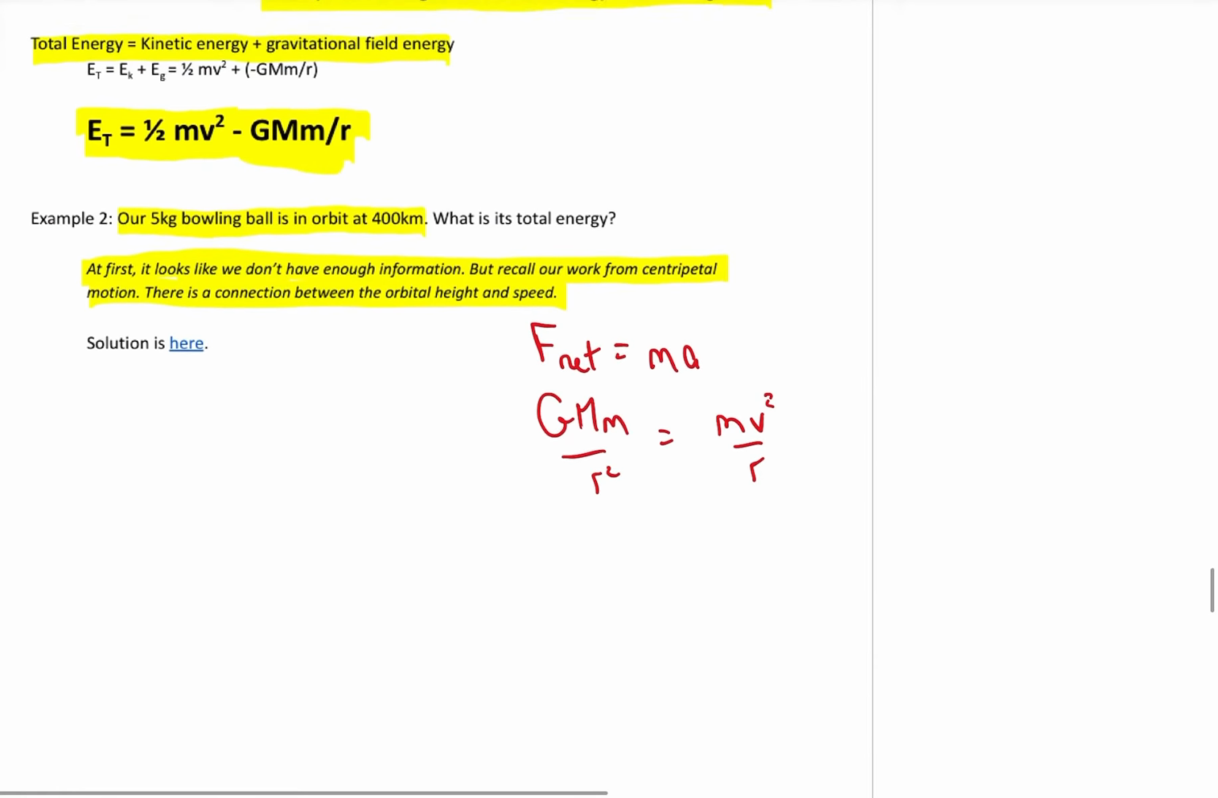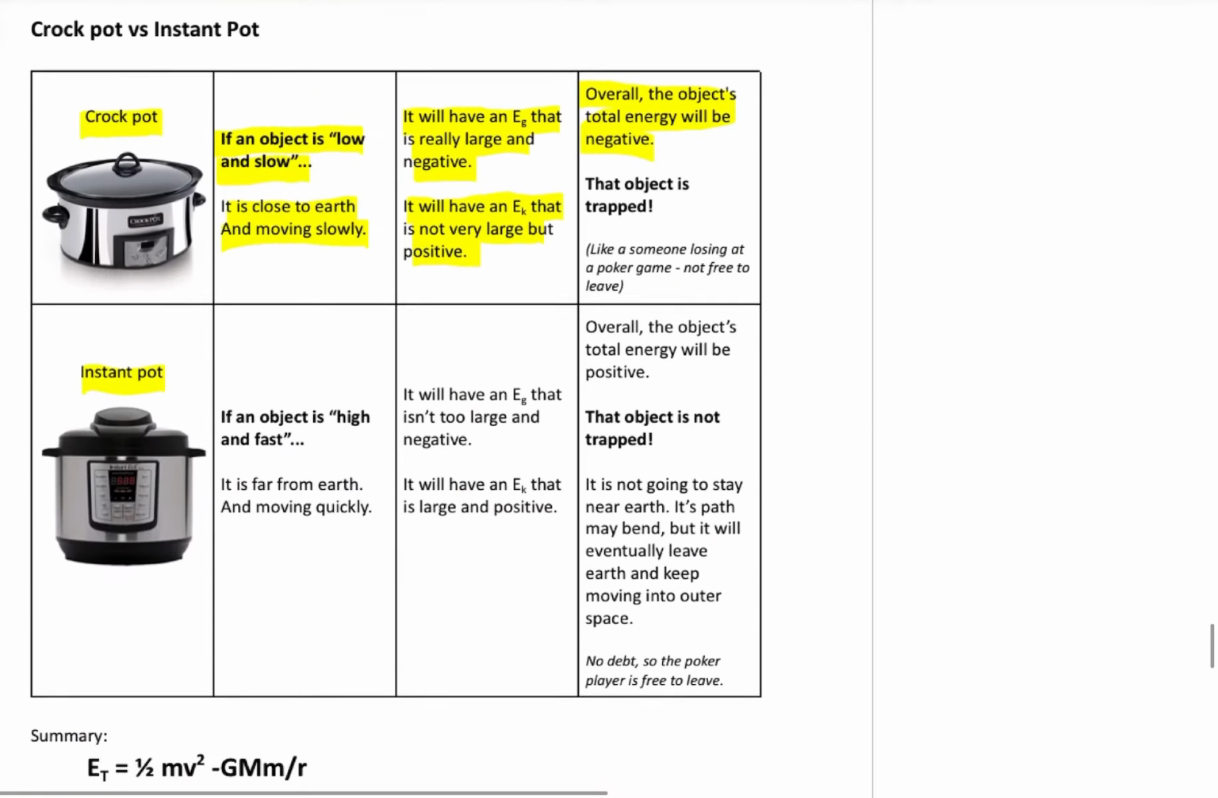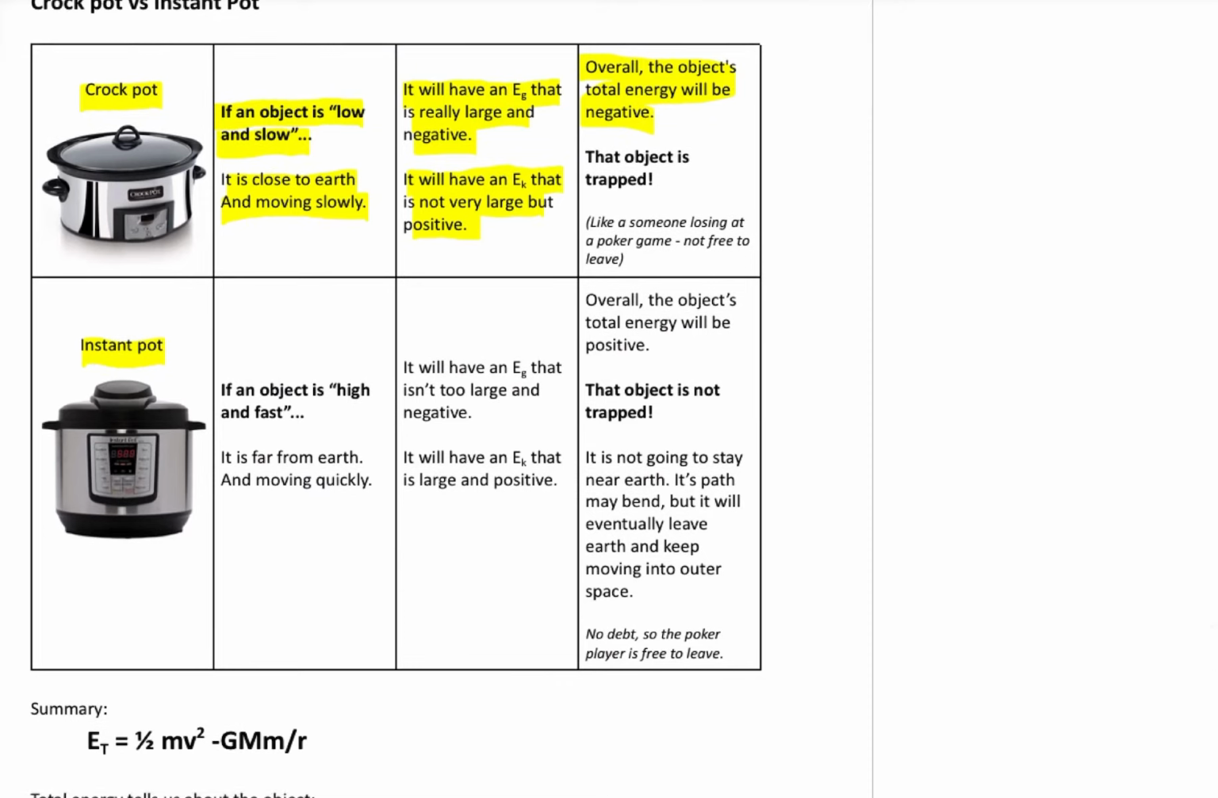If we think back to this line up here, maybe our kinetic energy is positive 1 million, but the GMm over r is negative 2 million. The positive 1 and the negative 2 end up with a total energy that's negative. What that means in astronomy terms is that that object is trapped. It's not going to fly away from Earth. It's going to be stuck in Earth's influence.